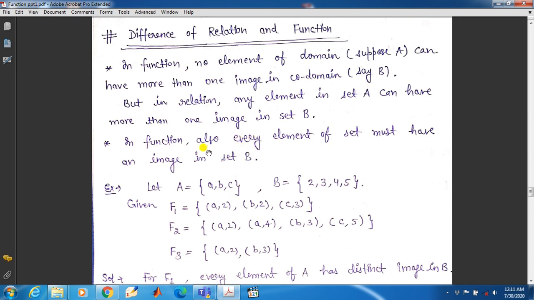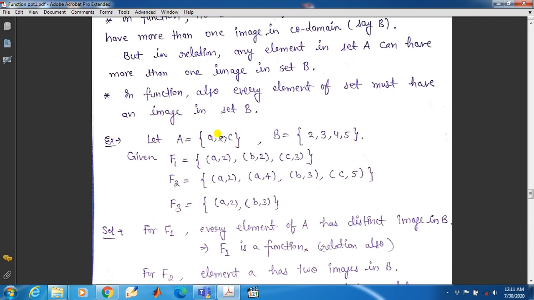That means that must be assigned some value in the set B. If both the conditions are fulfilled, that means all the elements have images in B and no element is vacant, then that is a function, otherwise no.